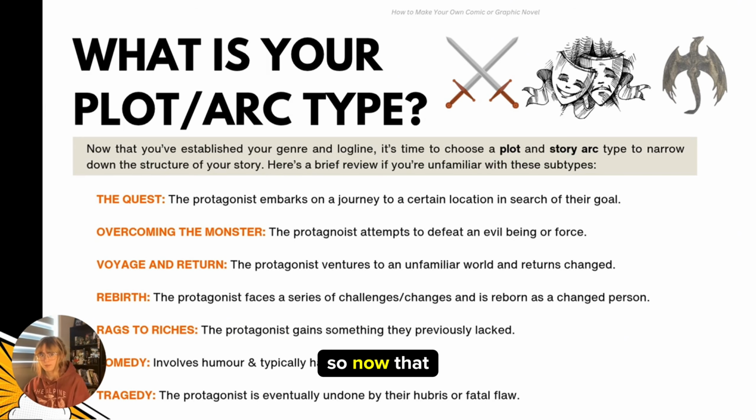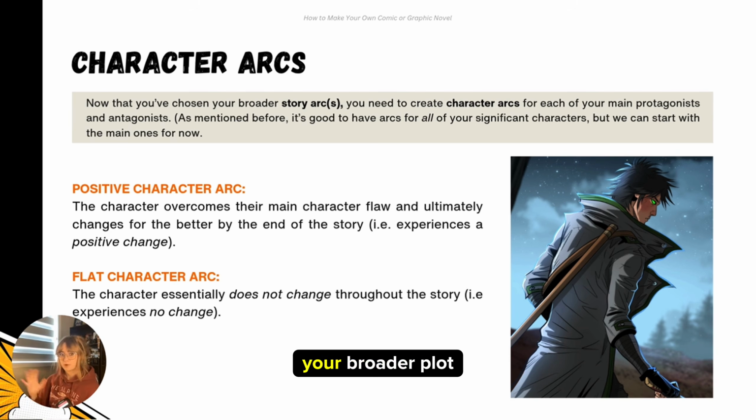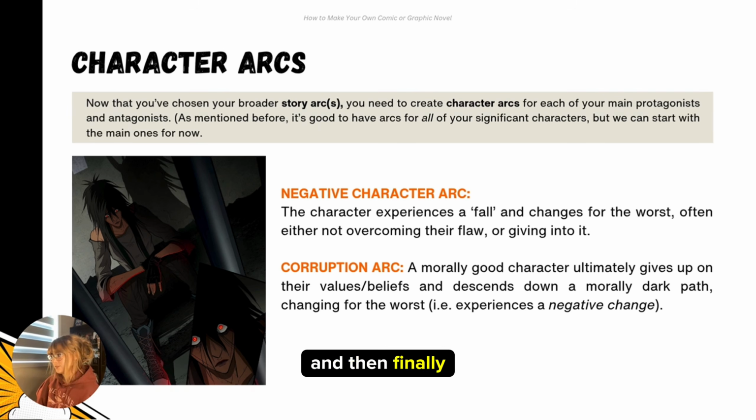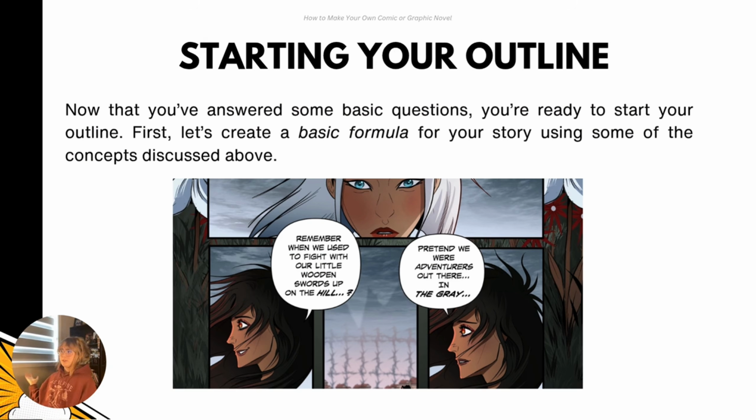Now that you've established your genre, your logline, your plot, your characters, choose a plot type and a story arc type. After you've chosen your broader plot type, you can delve into establishing character arcs. So to start off, we have a positive character arc, we have a flat character arc, a negative character arc, and then finally you have the corruption arc.